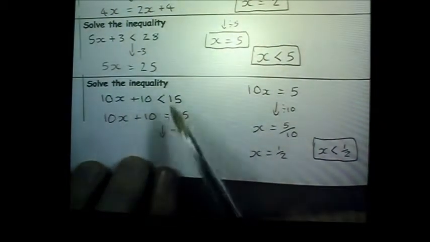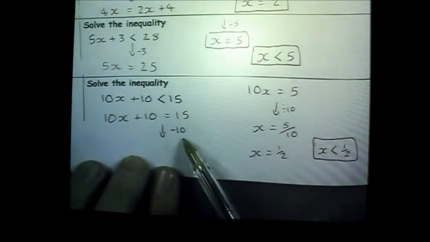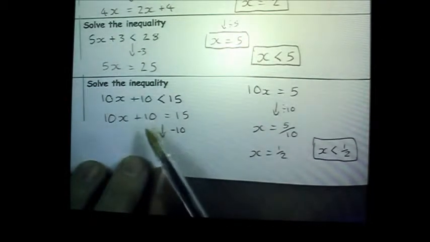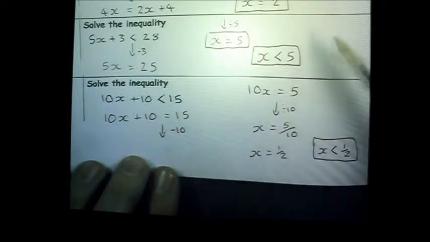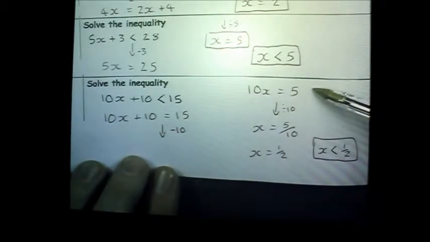Again, I've replaced the inequality with an equal sign. I want to get rid of that 10 because it's bugging me. So I'm taking away 10 from both sides, and you're left with 10x equals 5. A lot of students put the answer down as 2 for this, but be really careful.